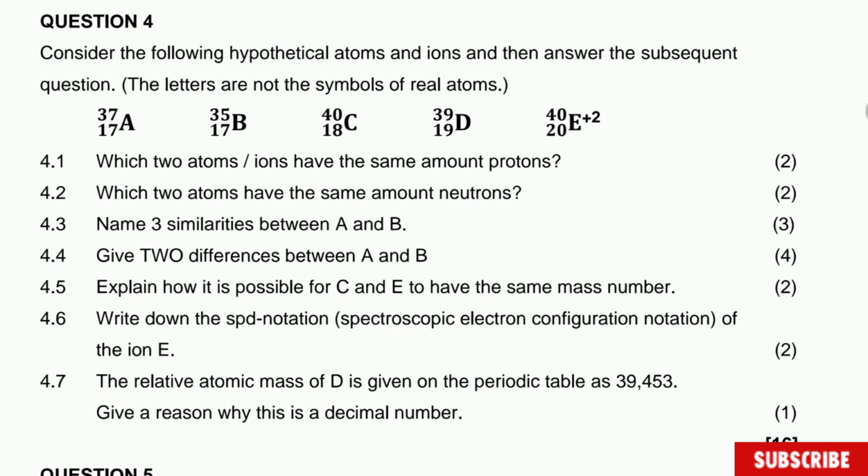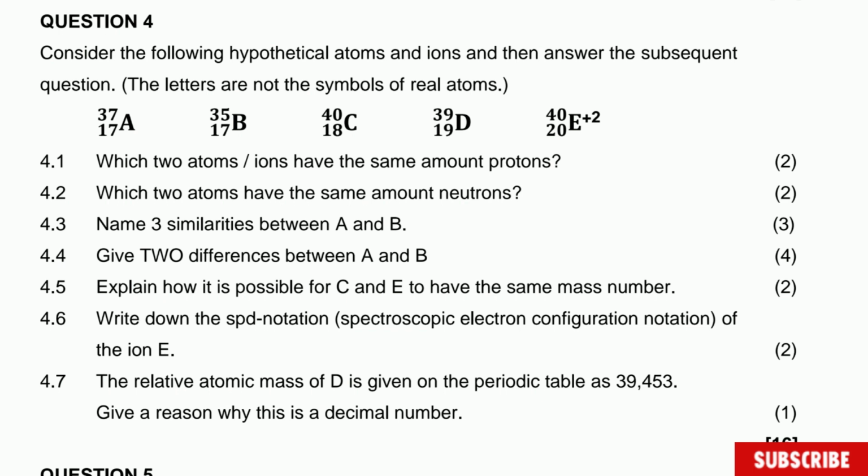This was question 4 from June 2013, done at the Northern Cape, and it is a set B. It was related to atoms and standard notation, as you can see here. The question says, consider the following hypothetical atoms and ions, and then answer the subsequent questions. The letters are not the symbols of real atoms, so this doesn't represent real atoms. These are hypothetical different atoms or ions.